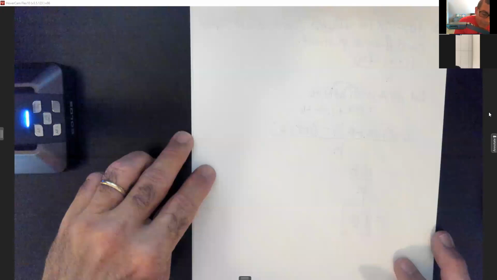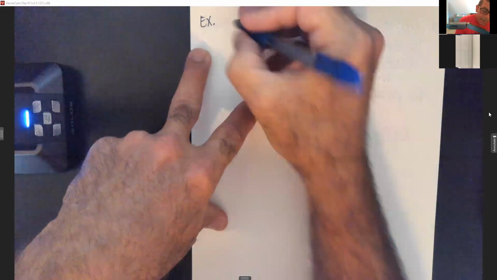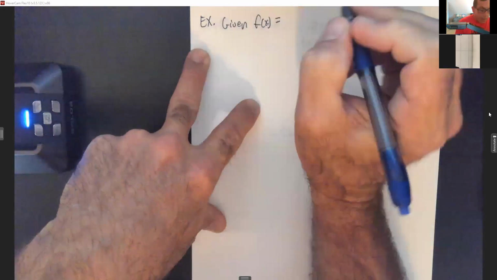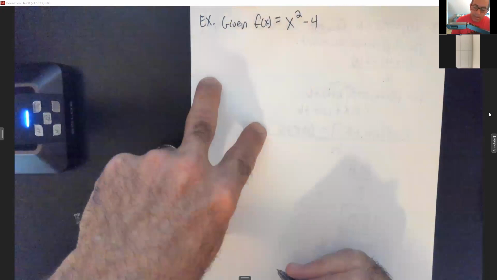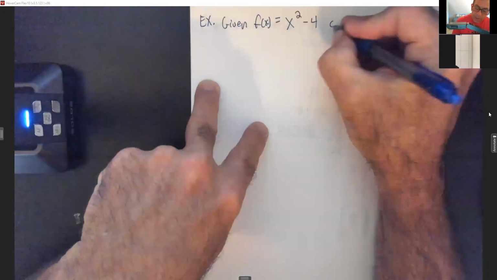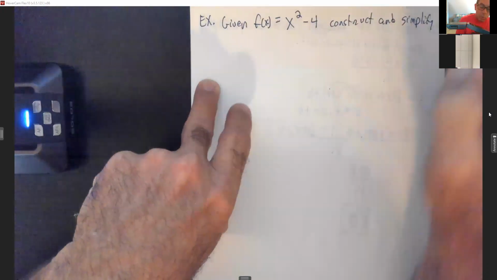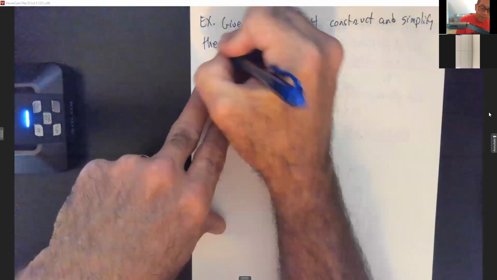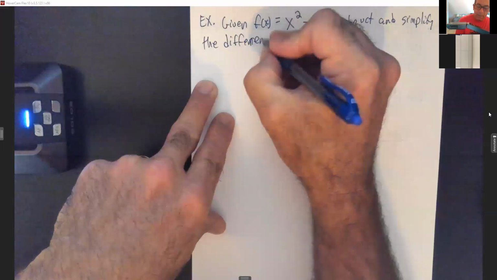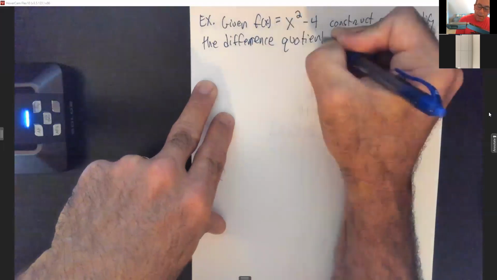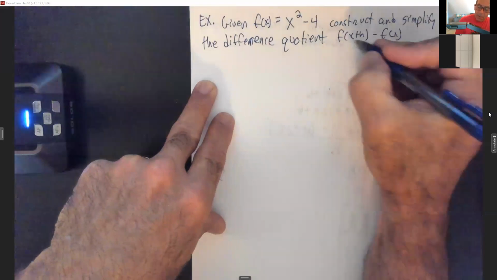So this next one, we're given f of x is going to equal x squared minus 4. So once again, we're going to construct and simplify the difference quotient. F of x plus h minus f of x all over h.